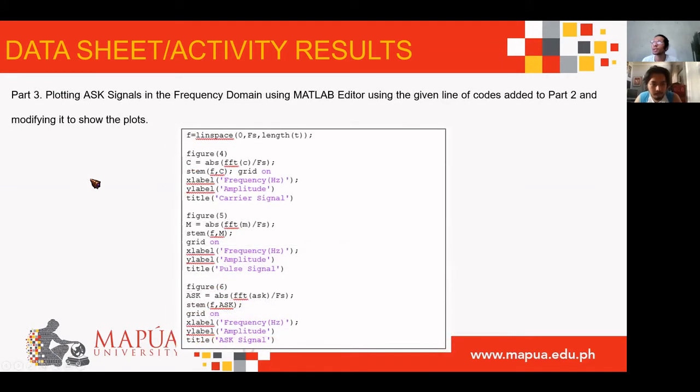So in part 3, the program used in part 2 is also used in part 3, where we added the additional line of codes for the plotting of the frequency domain of the carrier signals, pulse signal, and the ASK signal.